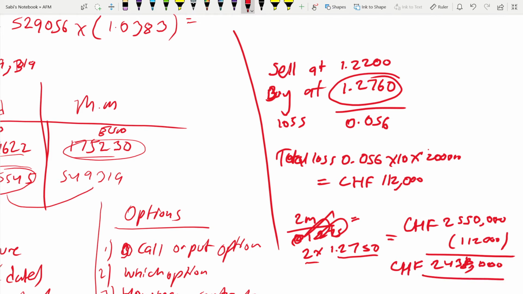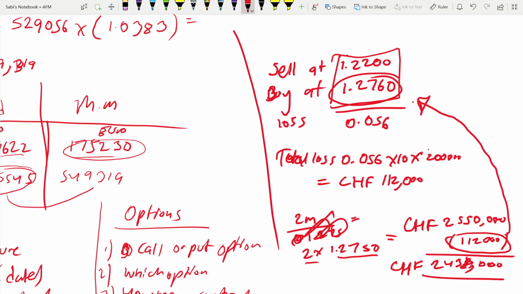This is a receipt you will be receiving under future, 2,438,000. Okay, so you must be thinking, why do future when we can just take the spot rate minus the loss? Because to calculate this loss you have to go to the future and see, because that loss you have to deduct from the spot. So that means you are receiving 2,438,000 from your future in Swiss franc.